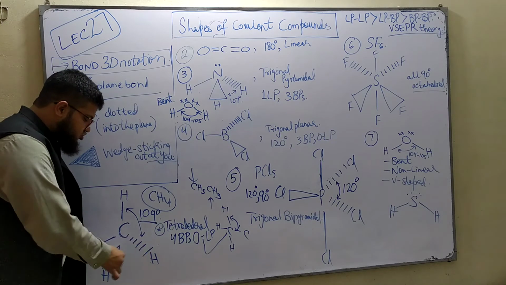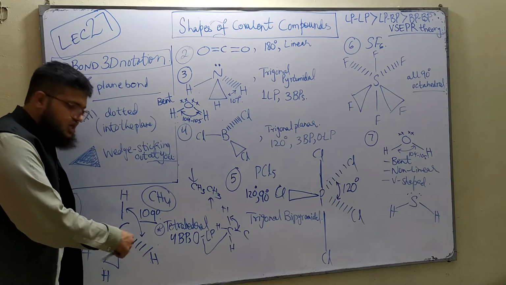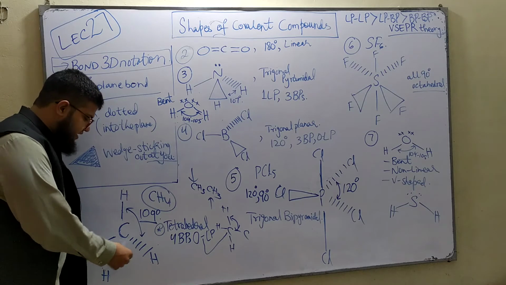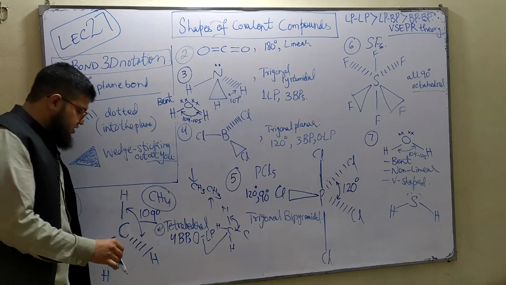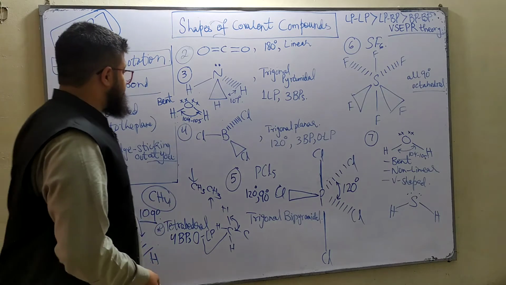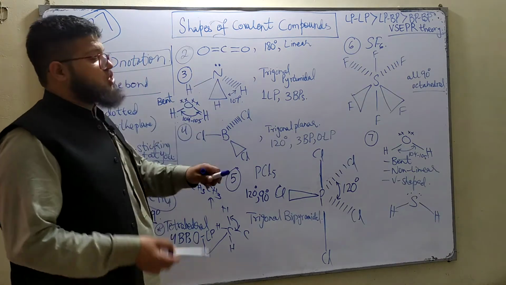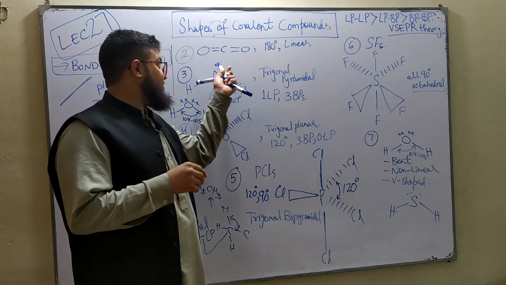By the way, the placements of the dotted bond and the wedge can change. You can place a wedge over there and a dotted bond over here, or the other way around. It's up to you, it doesn't matter. Then comes the second shape. Actually, this should have been the first one.